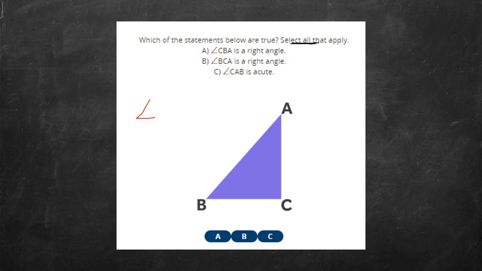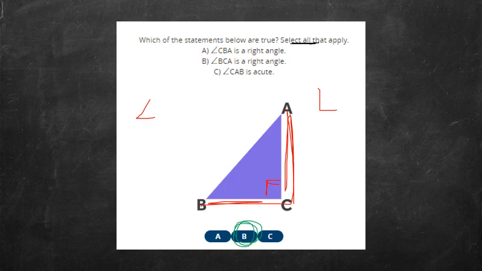Angle BCA is a right angle. Well, let's look at BCA. Here's B, C, and A. Does BCA form a right angle? Yes, because I know that right angles form 90 degrees and I can put a square in the corner. So answer choice B is a correct answer.